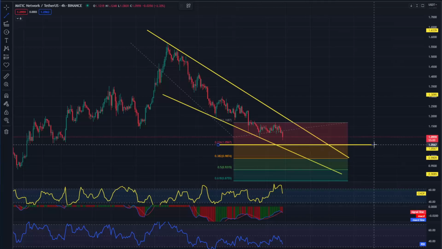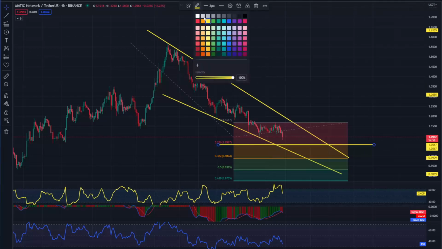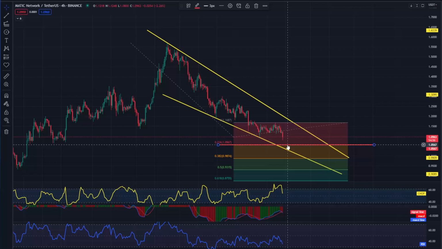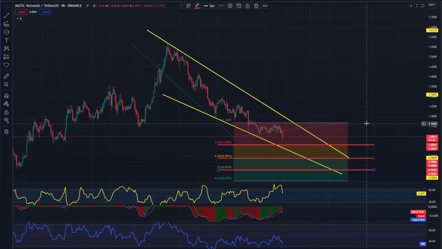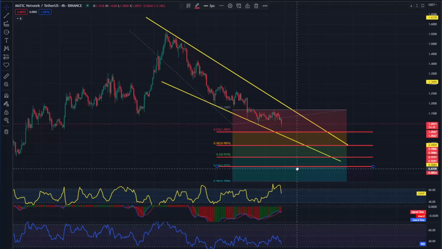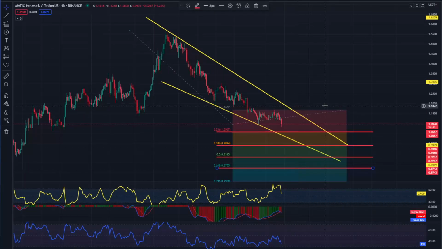We will use the trend-based fib extension tool to mark the supports, and as you can see, we have the first support at $1.06, the second support at 99 cents, the third at 93 cents, and the fourth at 87 cents.